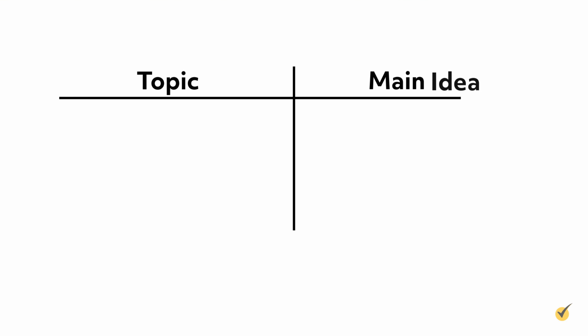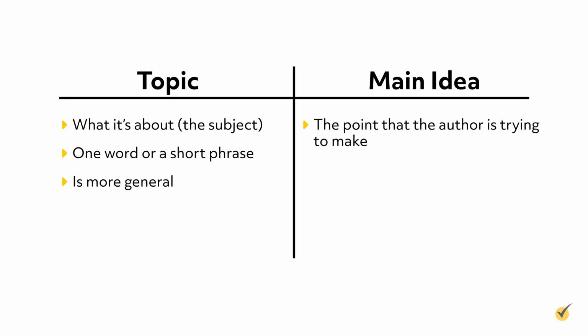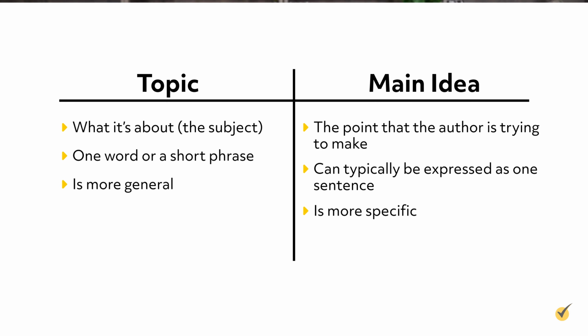To get started, let's talk about what a topic is. The topic of any piece of writing is what it's about, or the subject. The topic can usually be expressed in one word or a short phrase and is more general. The main idea of a piece of writing is the point that the author of the text is trying to make. The main idea can typically be expressed as one sentence and is more specific.